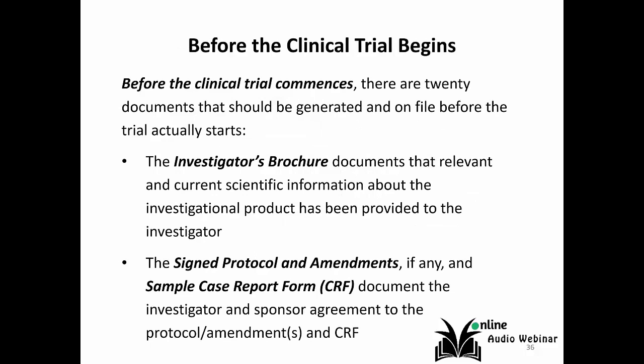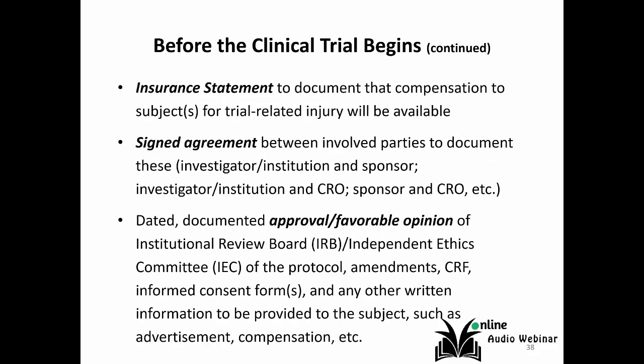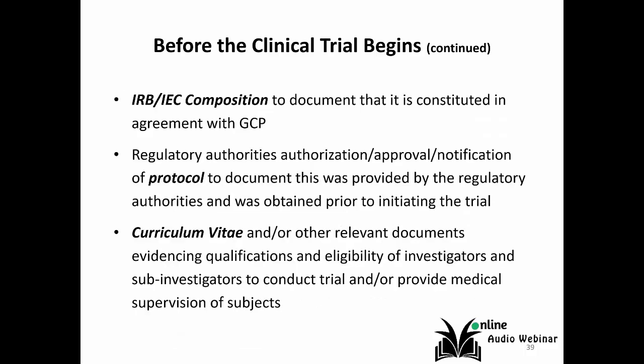So what do we do before the clinical trial begins? Information provided to a trial participant will document their informed consent and any other written information to document that subjects will be given appropriate written information to support their ability to provide fully informed consent. And there's an insurance statement documenting that compensation can be provided to subjects if there is trial-related injury. The IRB-IEC composition documents that it is constituted in agreement with good clinical practice.